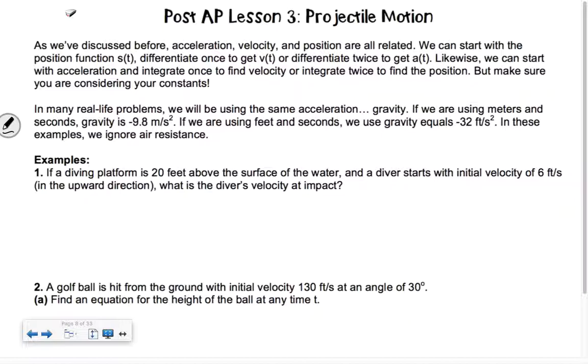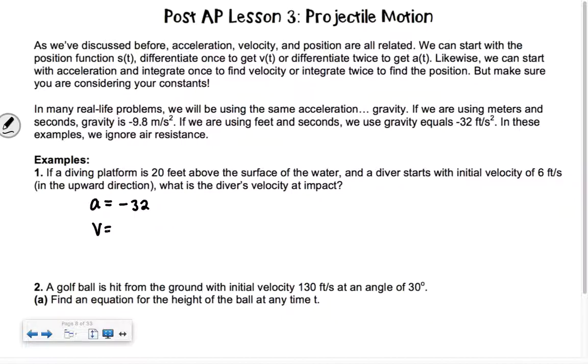Number one says: if a diving platform is 20 feet above the surface of the water and a diver starts with an initial velocity of 6 feet per second, what is the diver's velocity at impact? We have to consider gravity in this situation, so we're starting with the acceleration due to gravity. Are we going to use negative 9.8 or negative 32? Negative 32, because in our problem we have 20 feet and 6 feet per second.